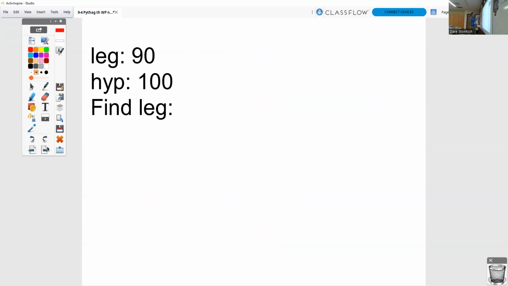In the second example, we are given a leg, we're given the hypotenuse, and we're looking for the other leg. Remember that your hypotenuse is always your C side. So again, if you wanted to draw the picture, this is what the picture would look like. You have your leg, which is 90. You have your other leg, which is what we're looking for. That's your x. And the hypotenuse, which is your slanted side, of 100. So this could be your A, this could be your B, and this could be your C.